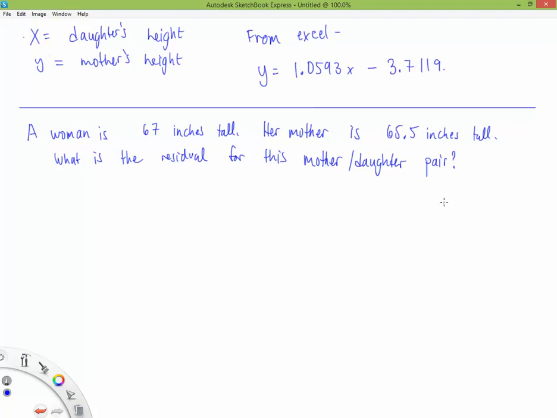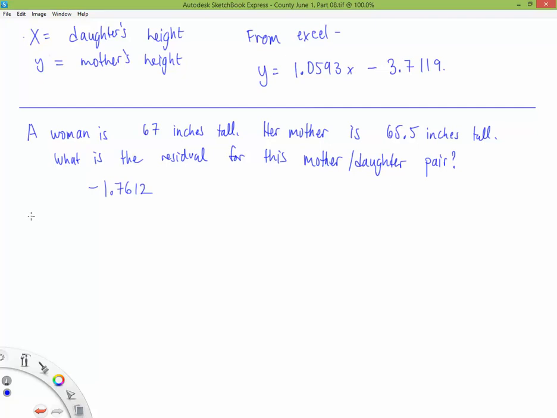Okay, so I'm going to give you guys a minute to figure this out, a little bit of time. This involves a couple steps. First, you've got to make a prediction for the mother, and then you've got to find the residual. Take a few moments to figure that out. Okay, so your answer should have come out to be negative 1.7612.